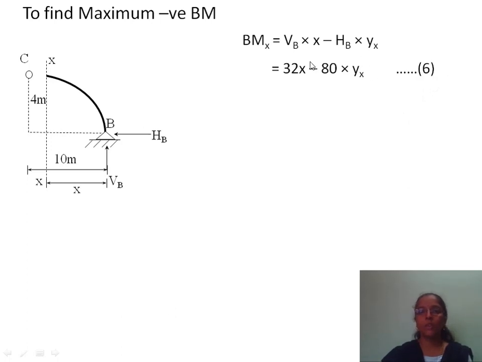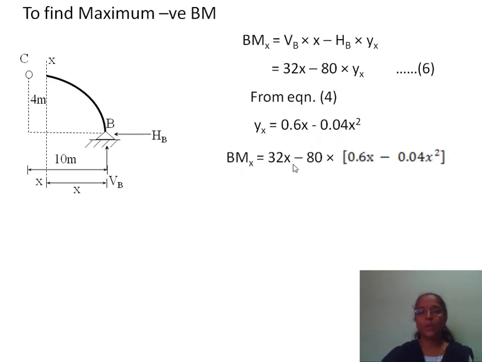We don't know the value of x, but we have the equation for Yx. So from equation 4 we have Yx as 0.6x minus 0.04x square. So let us substitute this into equation 6. So that will be 32x minus 80 into (0.6x minus 0.04x square). If you simplify this, it will be minus 16x plus 3.2x square. Take it as equation 7.